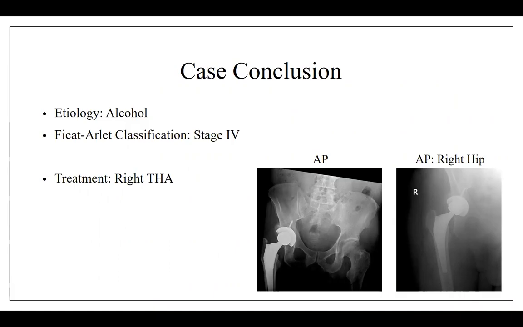He was a stage 4 on the classification system since he had the crescent sign that was present. He had a mild narrowing of the joint space, and he had some acetabular changes that were also present. So ultimately, this patient ended up getting a right total hip arthroplasty, and these are his post-op images seen on the right.